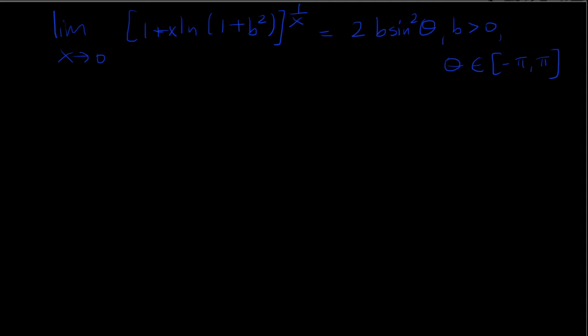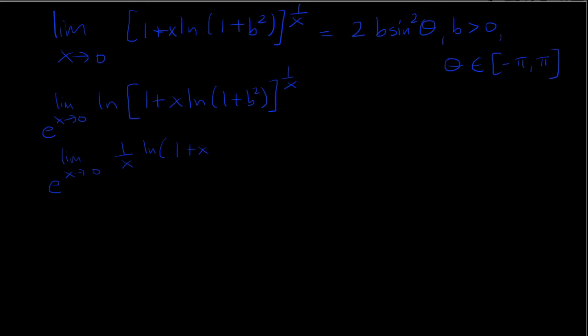Okay. First thing we're going to do is e to the limit as x approaches 0 of ln of (1 plus x times natural log of 1 plus b squared) raised to the 1 over x power. The exponent is going to come out in front of the natural log. And then I have ln of 1 plus x times ln of 1 plus b squared.